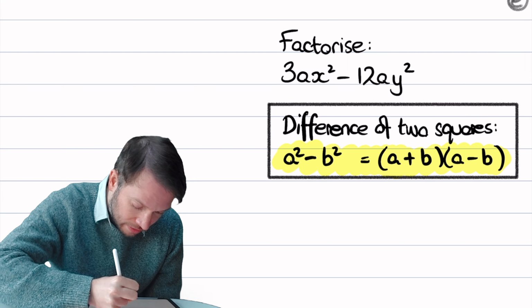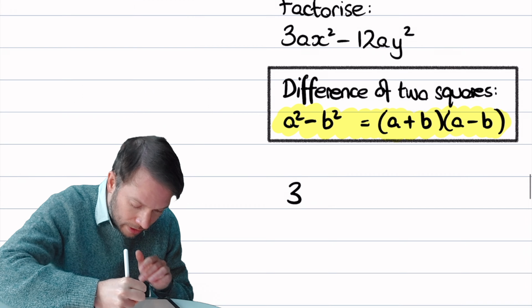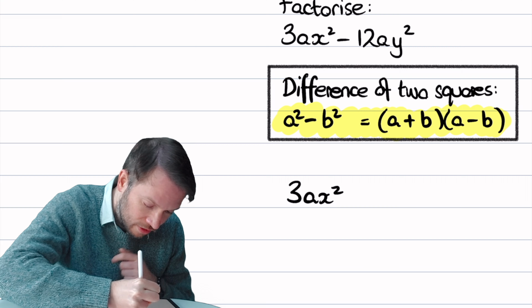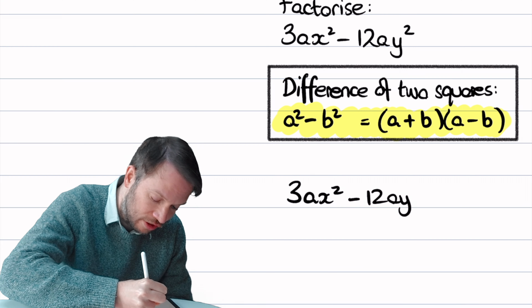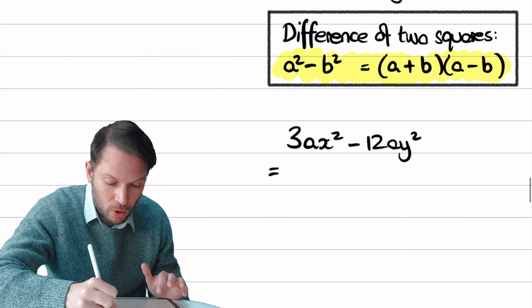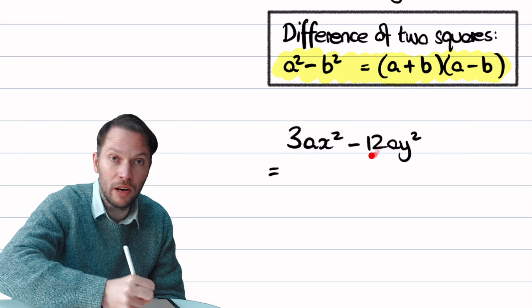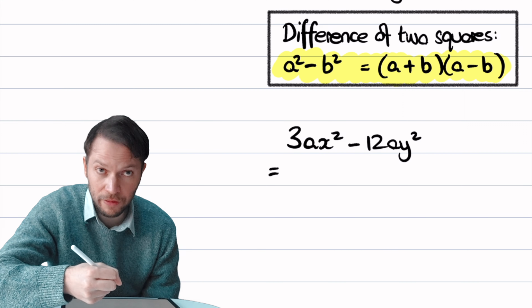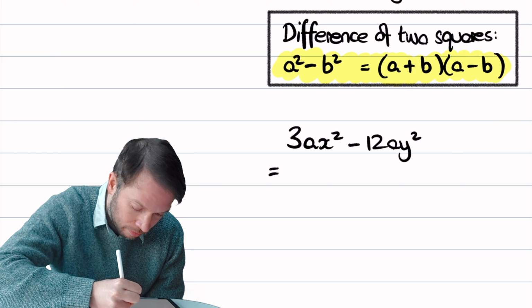So let's just copy this. We've got 3ax squared minus 12ay squared. Let's check for common factors. What about the numbers first? The 3 and the 12, do they have any common factor? Well, they have a common factor 3, so we can take out 3.